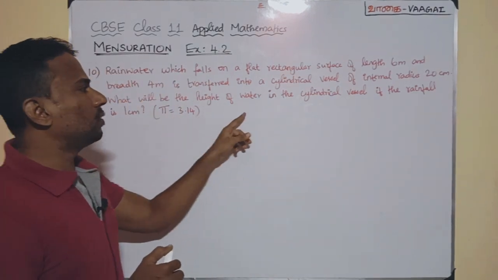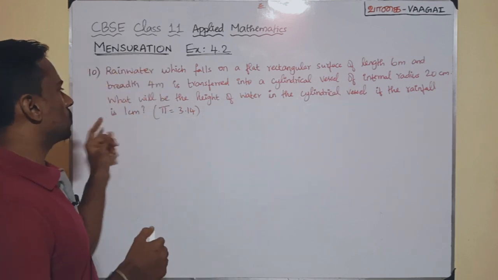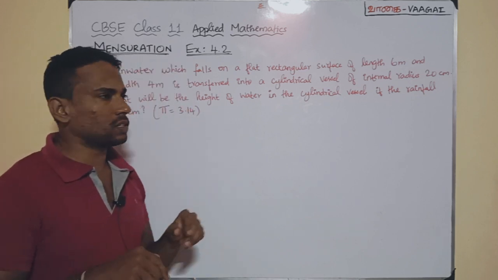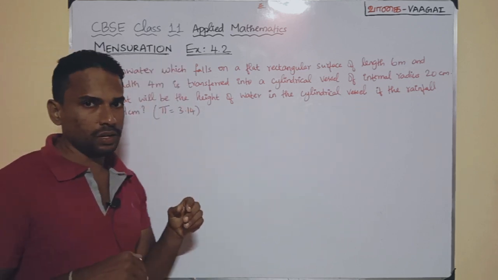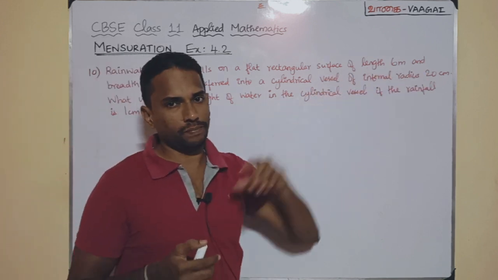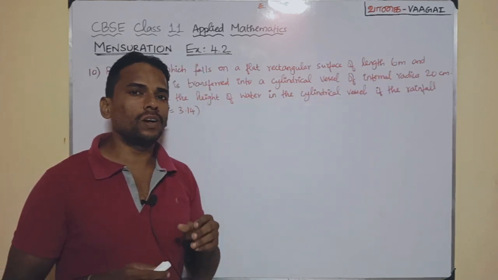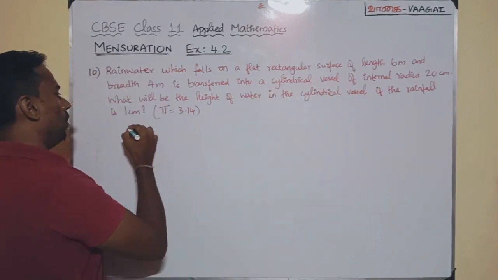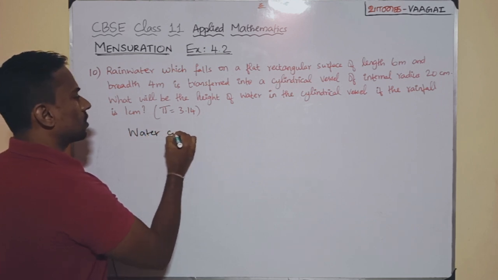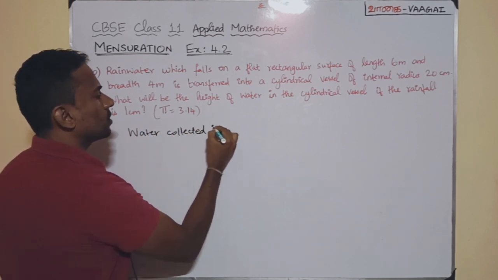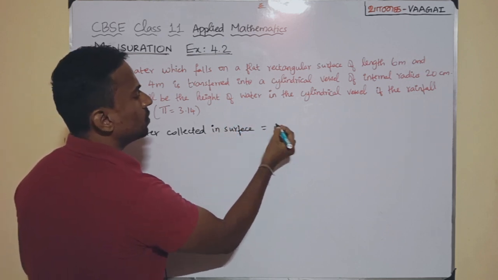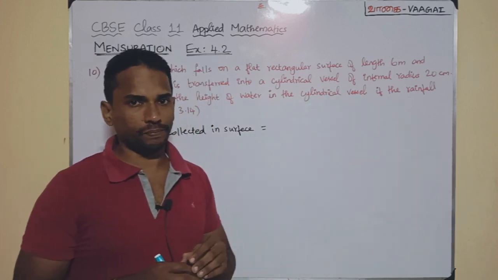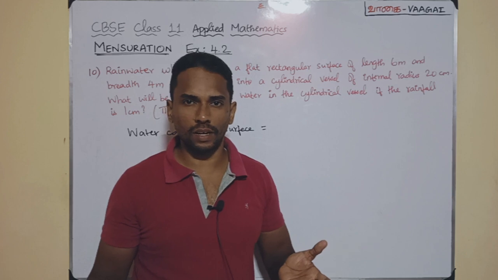What will be the height of the water in the cylindrical vessel if the rainfall is recorded as 1 centimeter? This is the question. Now we have to clearly understand that the rainfall of 1 centimeter is happening only on this surface. So what we can understand here is that the water collected on this surface should be equal to the volume of water collected in the cylindrical vessel, because the same water is what is transferred to the cylinder.